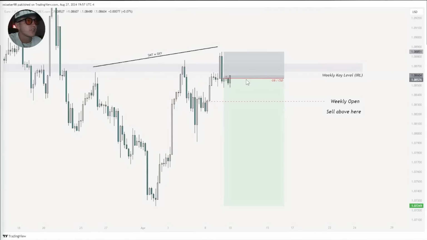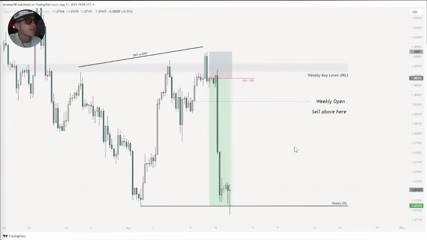So execute here, stop loss at the resting high that created the SMT, take profit at the weekly external range liquidity pool. And as simple as I said it, we had price distribute lower, selling opportunity was above weekly open, and take profit was at the weekly external range lows.